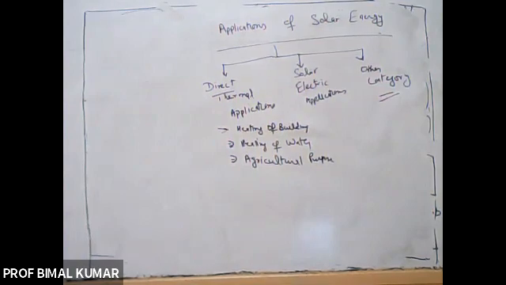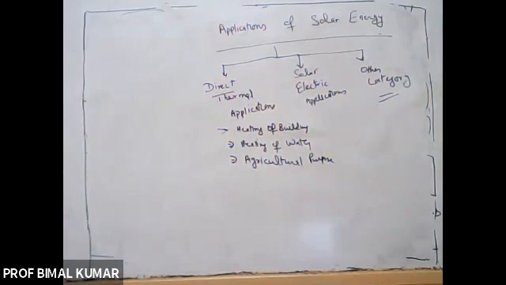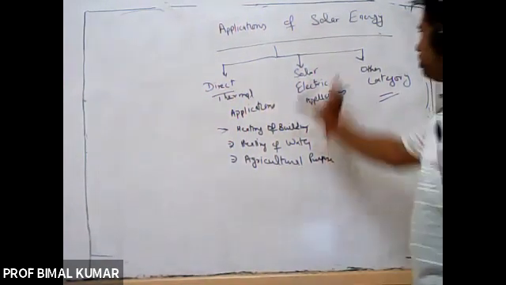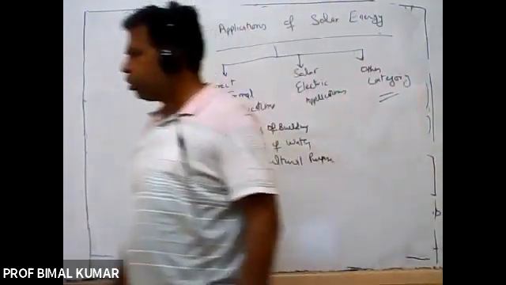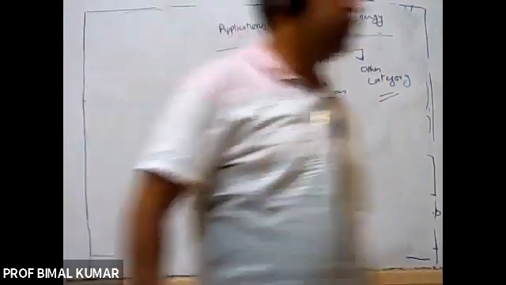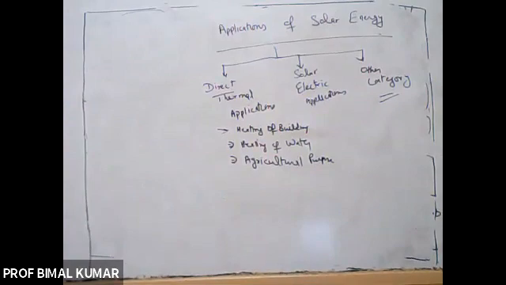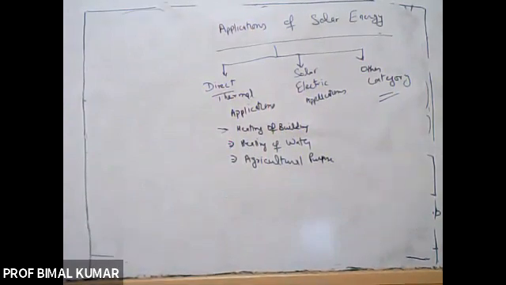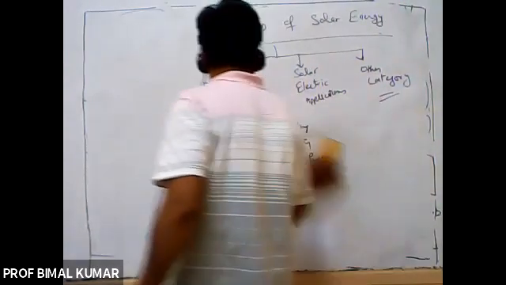Now come to the second part. The second part is solar electrical application. Solar electrical applications means where solar energy is converted directly or indirectly into electrical energy. In this second category, solar energy may be directly converted into electrical energy, or it may be indirectly converted into electrical energy. We may consider both in this category, right?